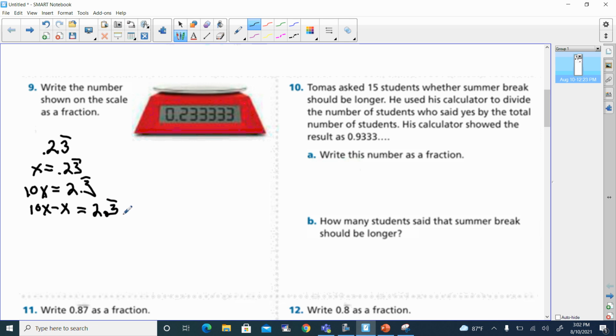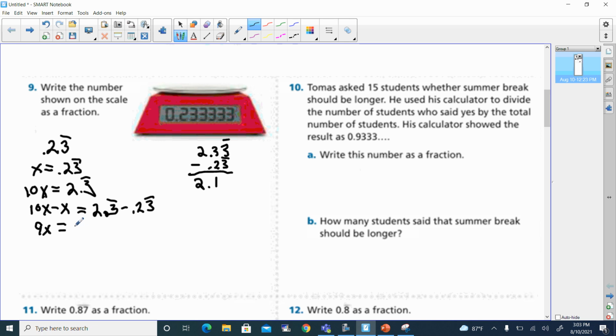Let's see, minus, remember what we said over here, 0.23 repeating. Let's see what happens when we do that. If I got 2.33 minus 0.23, well, all the 3 repeatings are going to be done away with. So this will turn to 1. This will turn to 2. So I'll have 2.1.